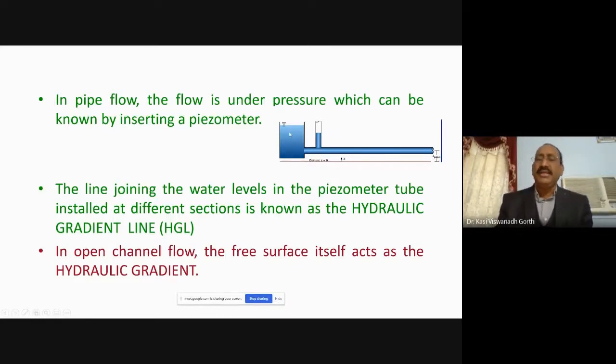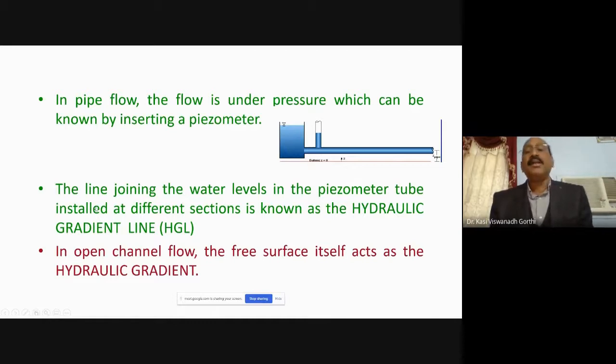Since the fluid is real, there will be resistance to the motion from one point to the other, as a result of which from one point to the subsequent point there will be a reduction in the liquid levels. So this is what is called the hydraulic grade line, the line joining all these points.